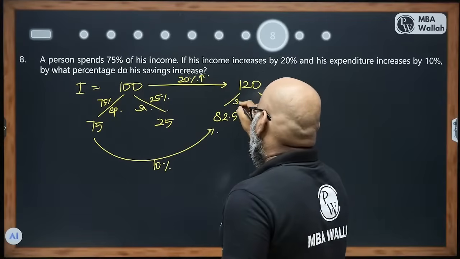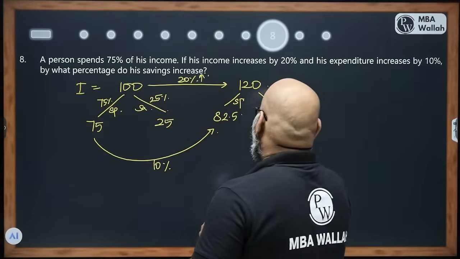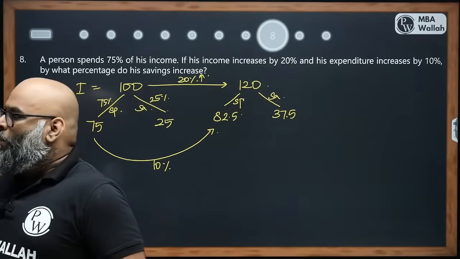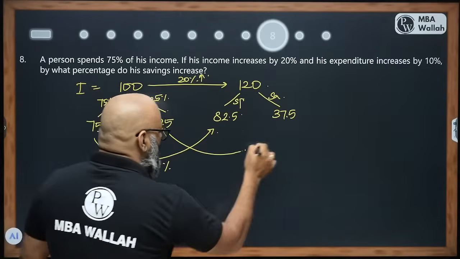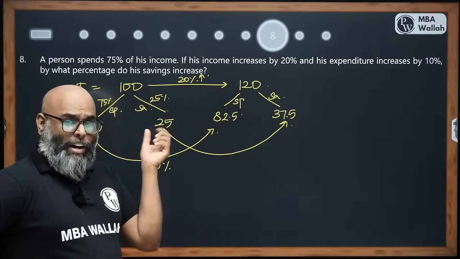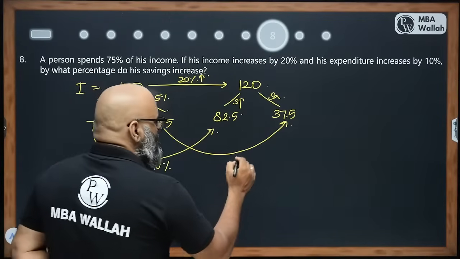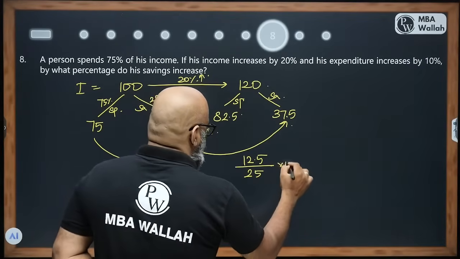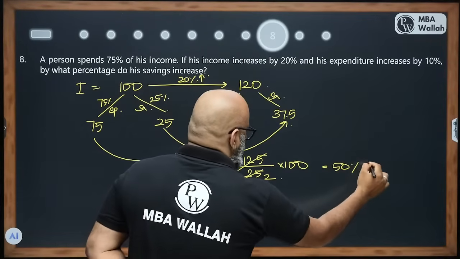This is spends. Then what will be the saving? 120 minus this will give you 37.5. So what was 25 has now become 37.5. I used to save 25 rupees, now I'm saving 37.5 rupees, which means I am saving 12.5 rupees extra from 25. Into 100, beautifully goes 2 times. So the answer is a 50% increase.